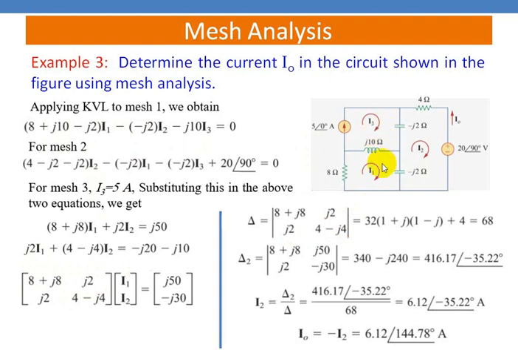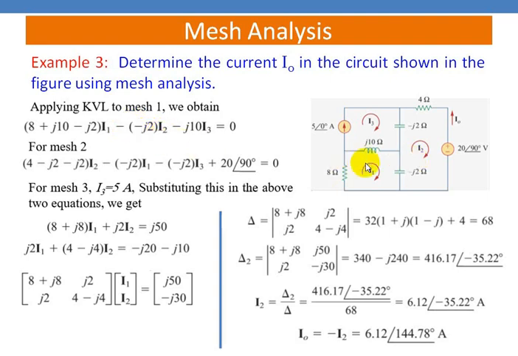Which is the element common between first mesh and second mesh? This element, so here minus J2 ohms. While writing here, if the current directions are opposite, this element is common between first mesh and second mesh, so you have to write a minus sign, minus of this reactance, minus J2 into I2.